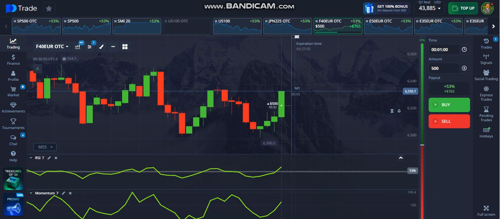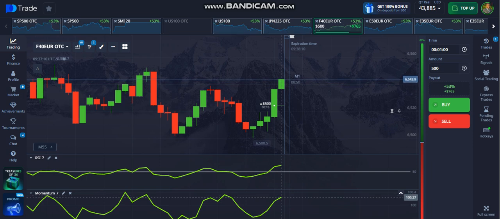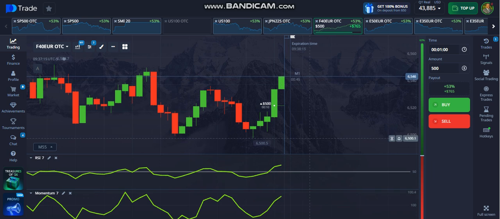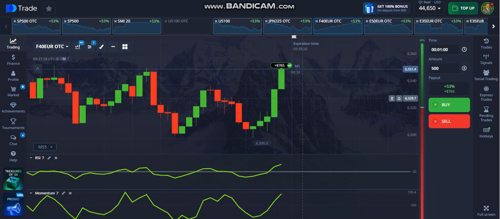We need both conditions, both upwardly sloping, but the trigger is the RSI line crossing over that 50 line first. And then we want to make sure the momentum is also aligning with the RSI line here. And as you can see here, the price is pushing upward. Okay, so we won that trade. So let's look for one more setup and pause the video.